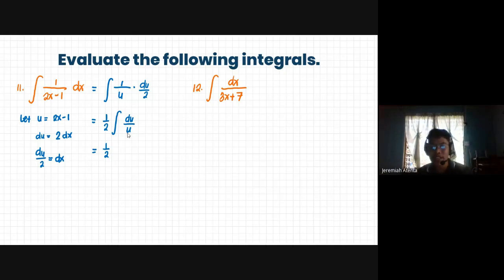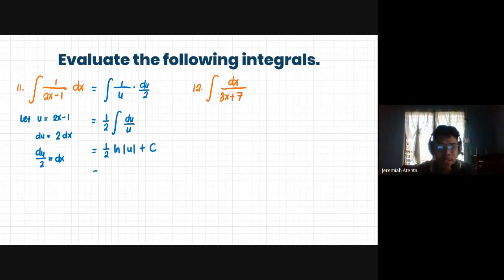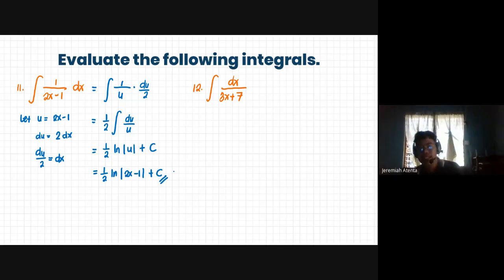What is the derivative of ln x? Di ba that is 1 over x? Therefore, the integral of 1 over x is ln x. So, the integral of du over u or 1 over u du is ln u. But we will put absolute value. So, we have ln absolute value of u. Okay? Plus c. Now, from that, we now have 1 half ln of u, where u is 2x minus 1, so ln of 2x minus 1 plus c. This is now our final answer.